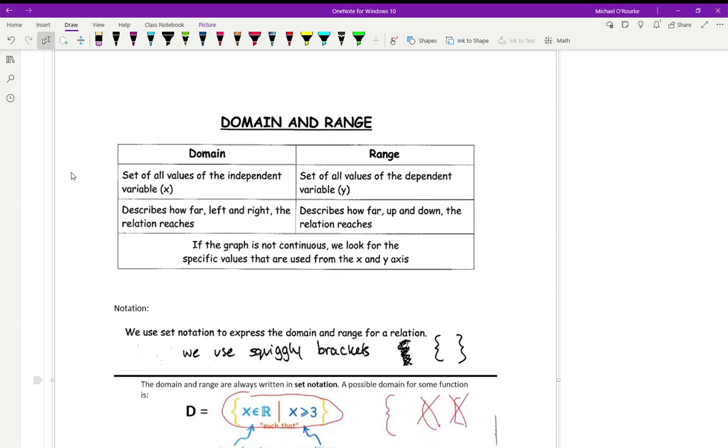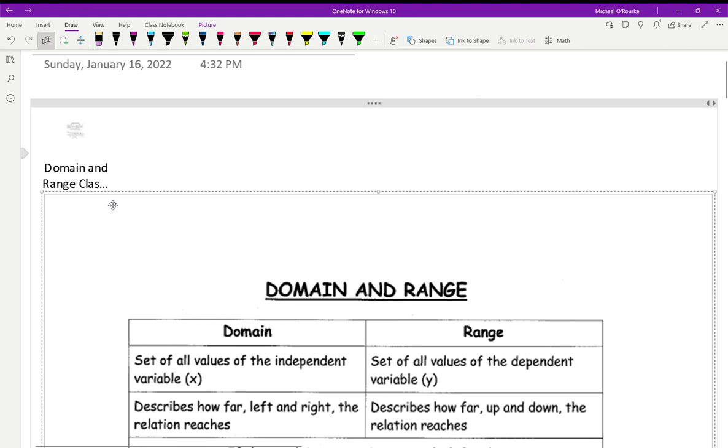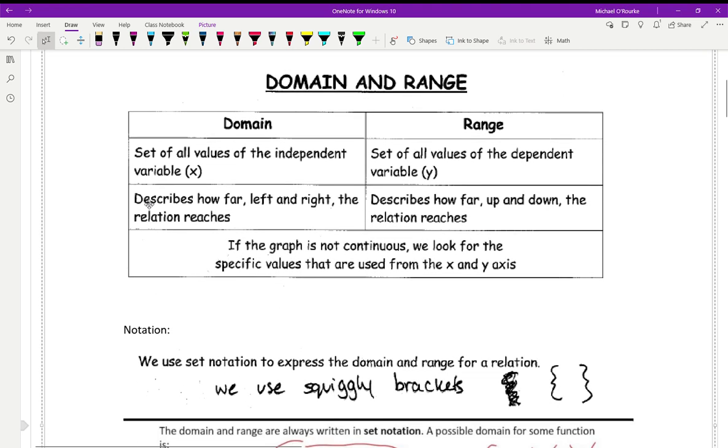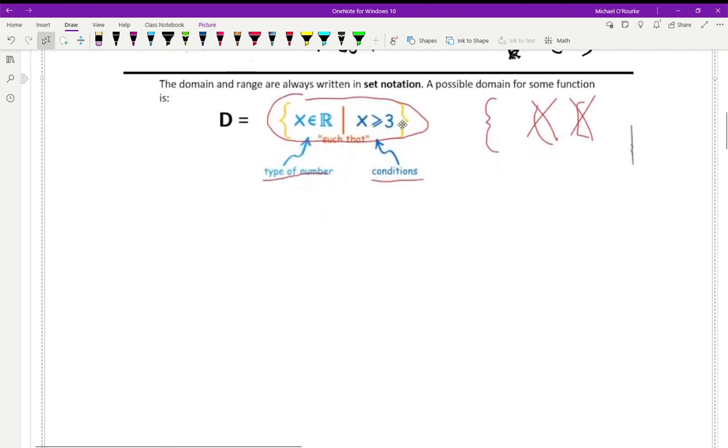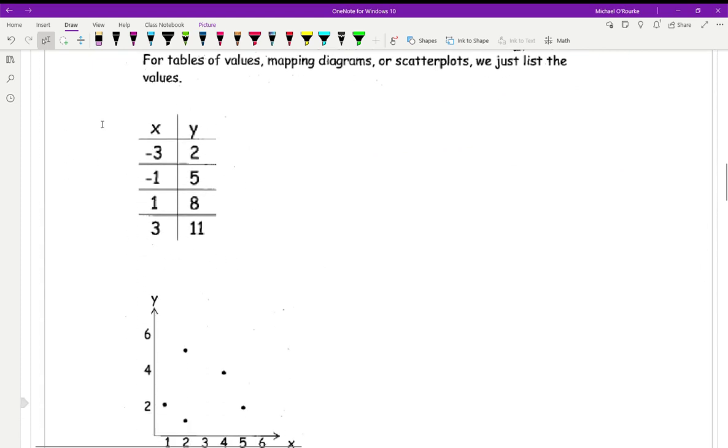Okay, we're going to look at domain and range. We're not going to look at notation of domain and range in terms of a continuous domain and range like this. We are going to do it if it is just points.